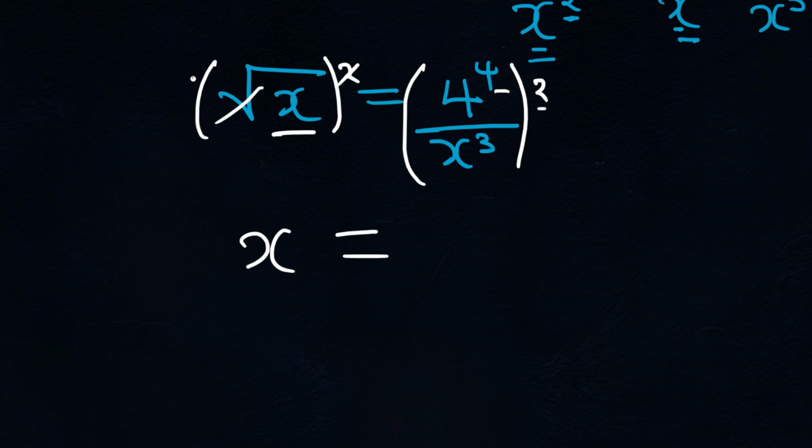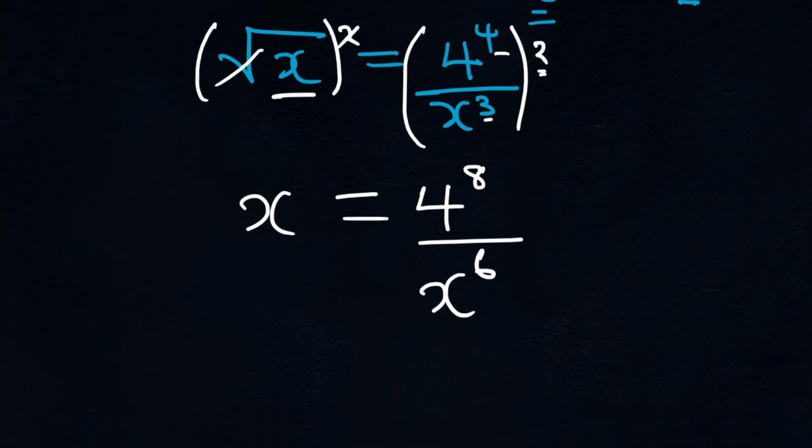4 multiplied by 2 is going to give us 8. This is going to be 4 to the power of 8 divided by 3 multiplied by 2, which is going to give us 6. So this is going to be x is equal to 4 to the power of 8 divided by x to the power of 6.